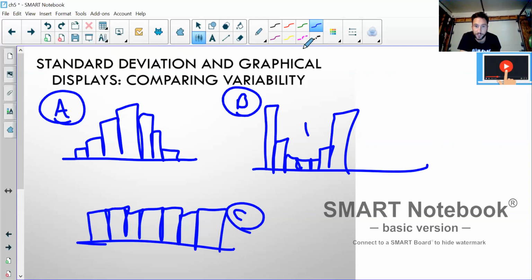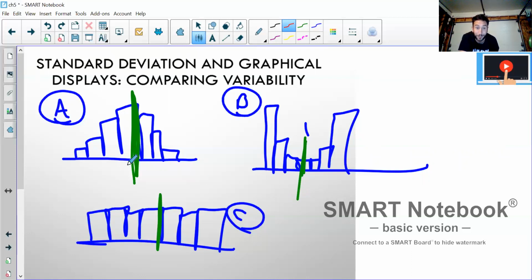Now, one thing that's important is I made these symmetric on purpose, because since they're symmetric, the average is going to be about right in the middle. So that kind of simplifies our discussion here. In any of these situations, remember, standard deviation is a measure of spread. Which one's the most spread out? Which one's the least spread out? So what do you think? Which has the lowest standard deviation? Which has the highest? Pause it.